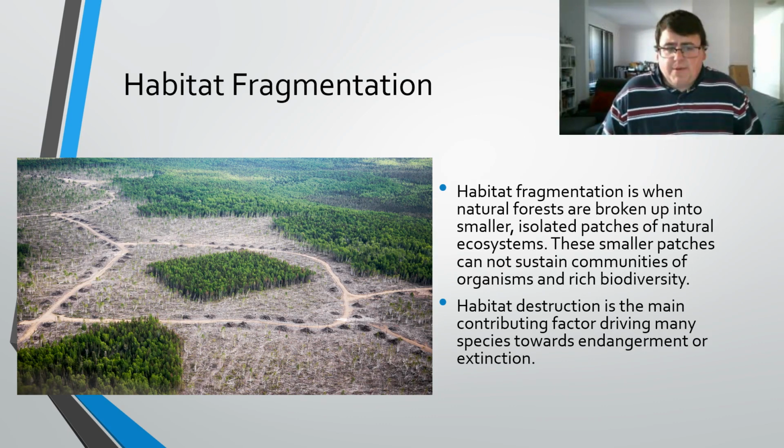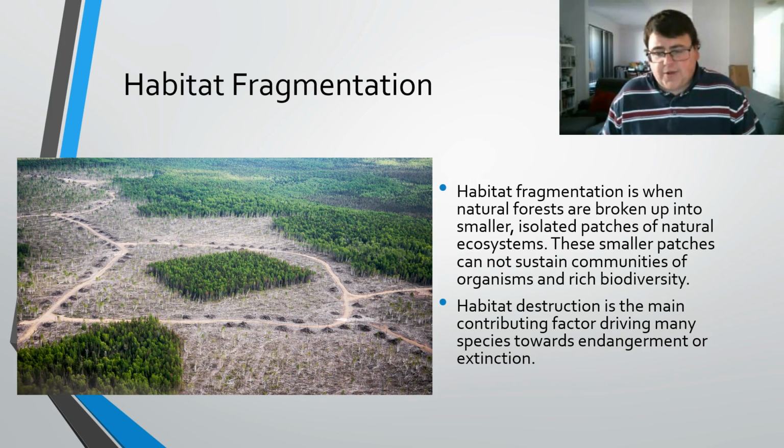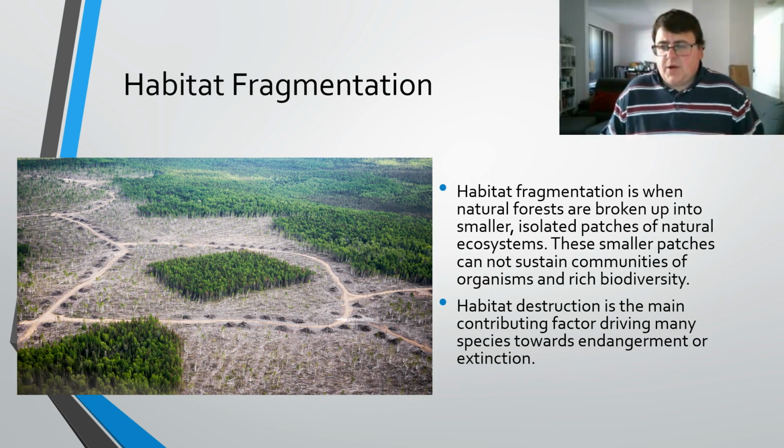The main reason that habitat fragmentation is actually happening is because basically humans themselves are growing and we need more space for ourselves to live, so we're pushing things out and we're trying to take over. Habitat destruction is the main driving factor towards species extinction or endangerment. So the fact that we're making smaller ecosystems and less diverse ecosystems means that we are pushing species towards extinction at a faster rate.